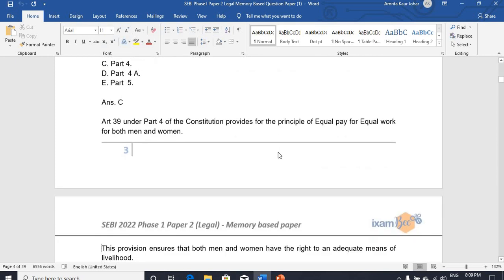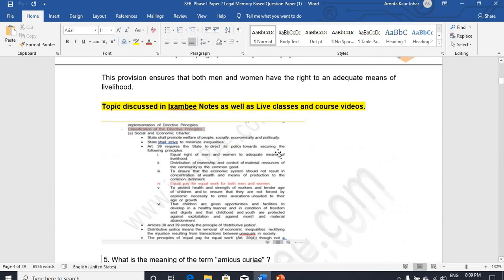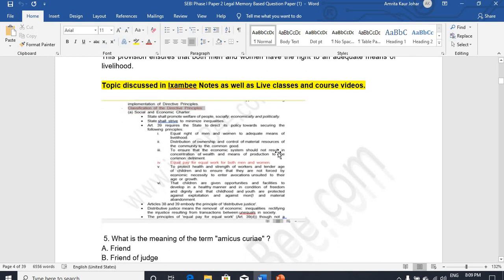Next, equal pay for equal work, that is provided under which part of the Constitution? ये भी काफी इजी क्वेश्चन था. विद इन सेकेंड्स अ पर्सन कैन आंसर इट. आर्टिकल 39 ऑफ पार्ट 4 ऑफ द कॉन्स्टिट्यूशन प्रोवाइड्स फॉर द प्रिंसिपल ऑफ इक्वल पे फॉर इक्वल वर्क फॉर बोथ मेन एंड वुमेन. सो द आंसर वाज सी, पार्ट 4. ये भी ixamBee के नोट्स में कवर किया गया था.